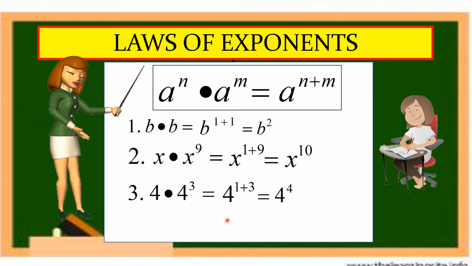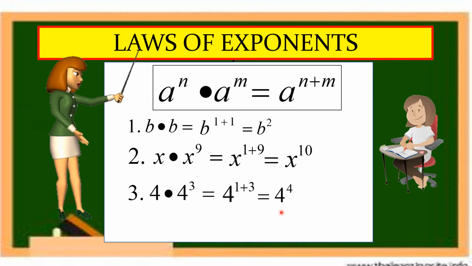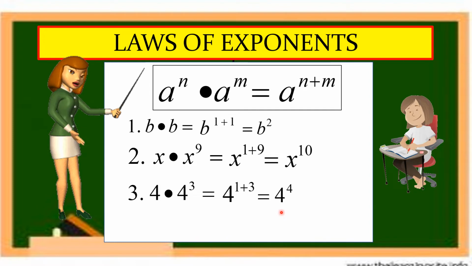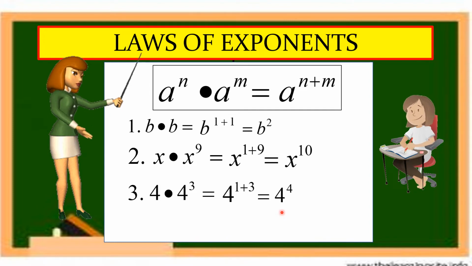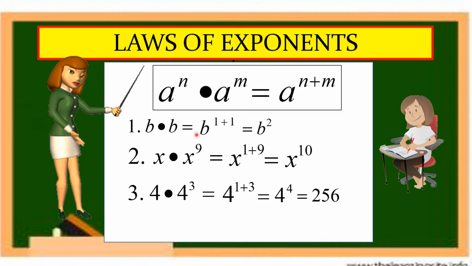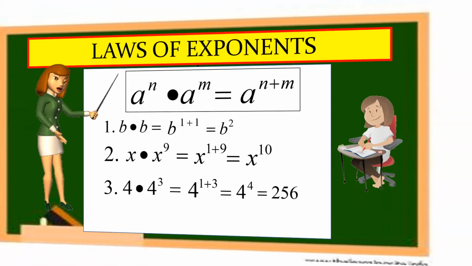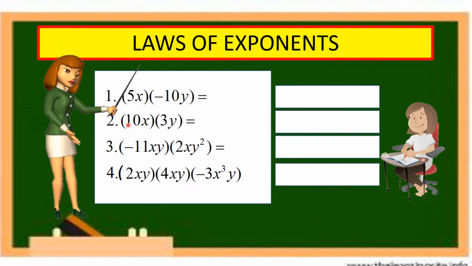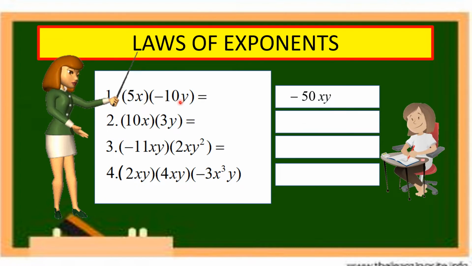We need to multiply 4 four times. 4 times 4 is 16. Times 4 is 64. Times 4 is 256. Following problem. The quantity of 5x times negative 10y. 5 times negative 10 is negative 50. X times y is xy. So we have negative 50xy.